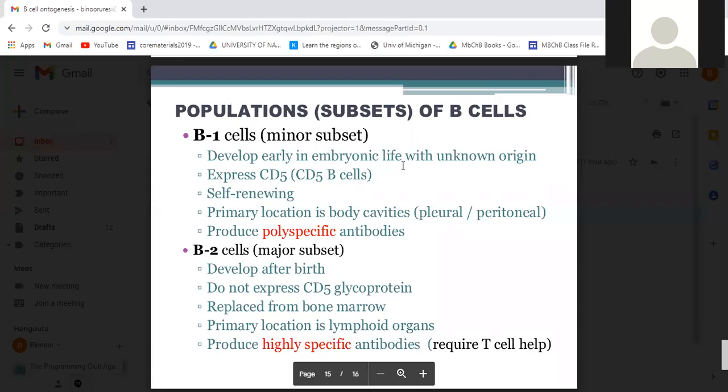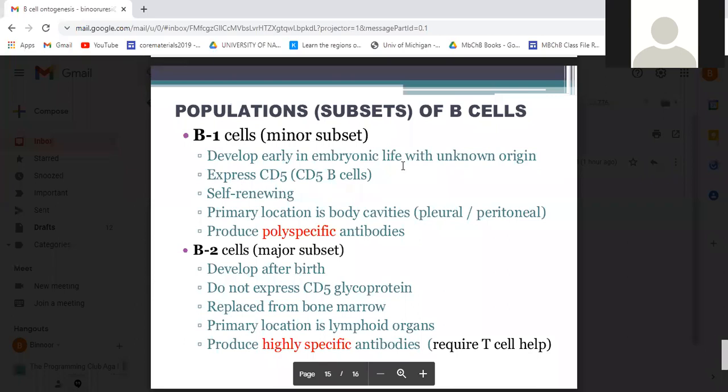The contrast from polyspecific, we have monospecific. So polyspecific meaning that it can cause some level of cross-reactivity when the antibodies share similar antigens. It can cause cross-reactivity. Now we have also the B2 cells, which are the major subset that develop after birth, and usually they express the CD5 glycoprotein, which are released from the bone marrow, and they perform the primary location. They are found in the lymphoid organs.